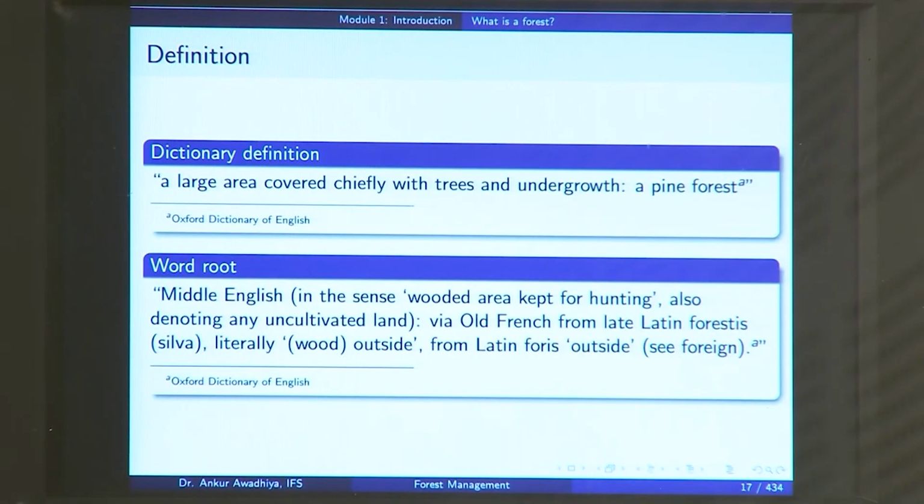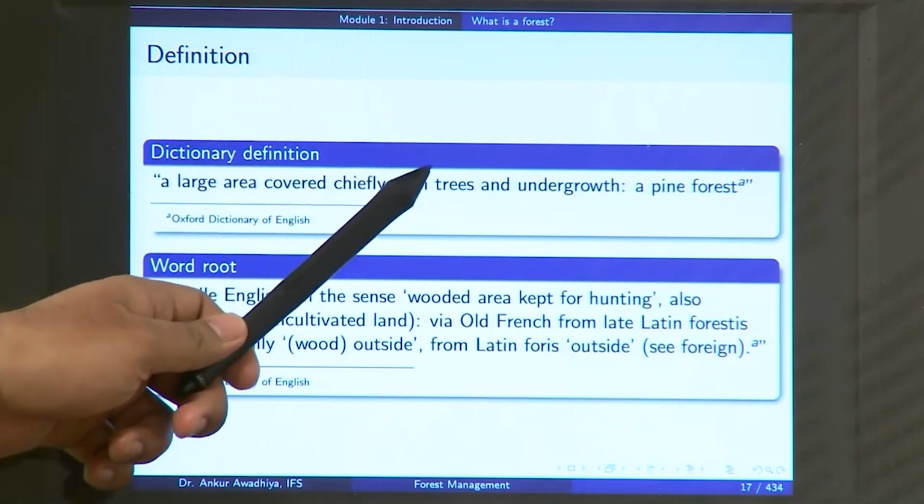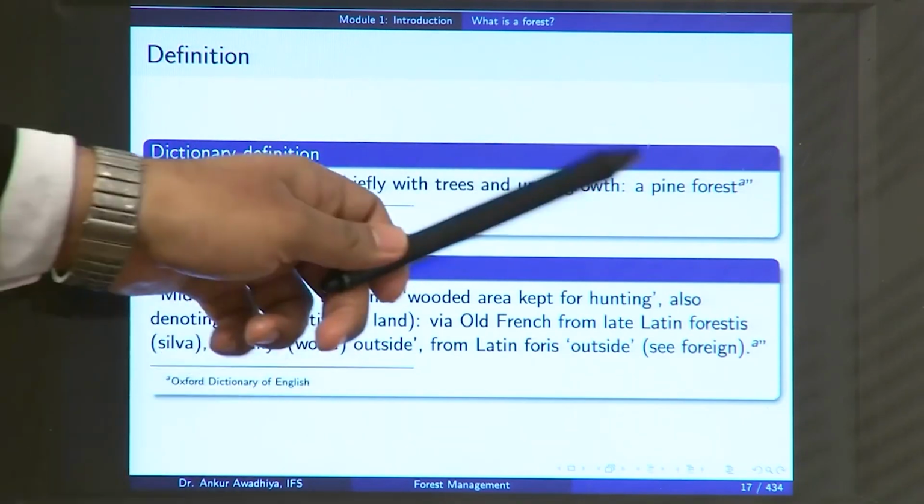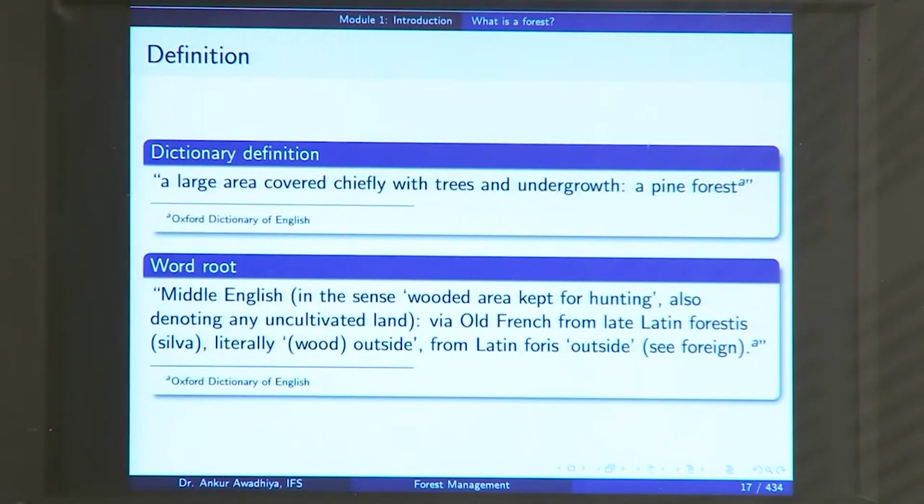The first is a dictionary definition. If we look at a dictionary, what does it say? What is a forest? A large area that is covered chiefly with trees and undergrowth. Example, a pine forest. This definition has a few nuances. It says that it should be a large area. How large an area? Is 1 hectare a large area, or is 10 hectares a large area? What is the minimum size where you will call that this area is a forest?